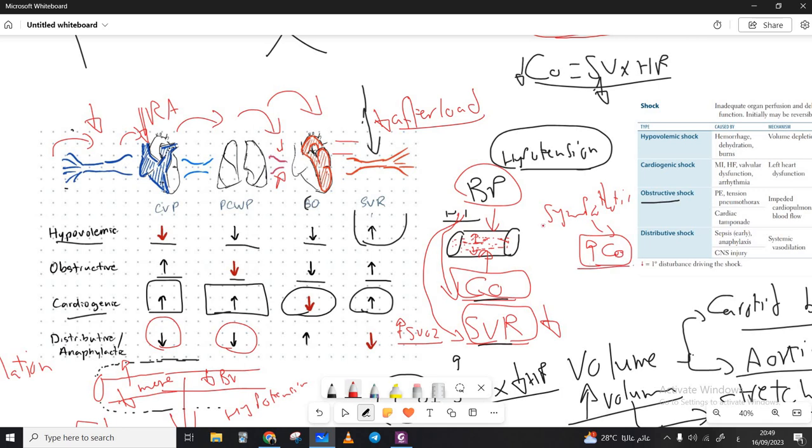So this will maintain the cardiac output at first and acutely. So we have higher cardiac output. That's why we have higher cardiac output here. And also we have higher SVO2, if you remember, but lower systemic vascular resistance.